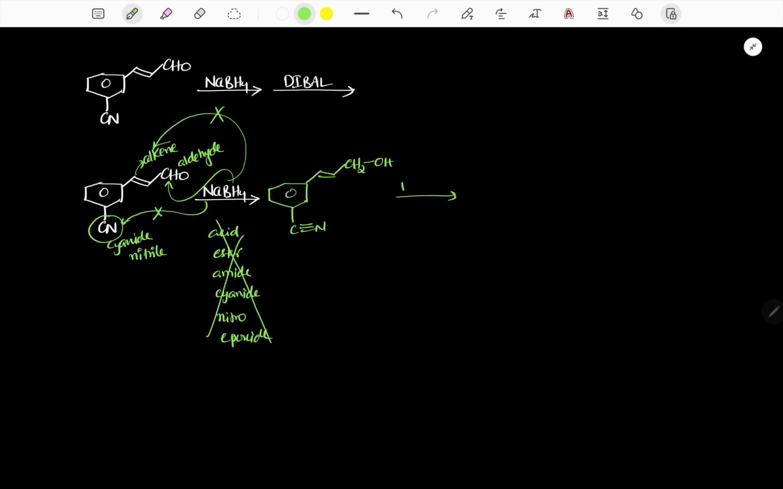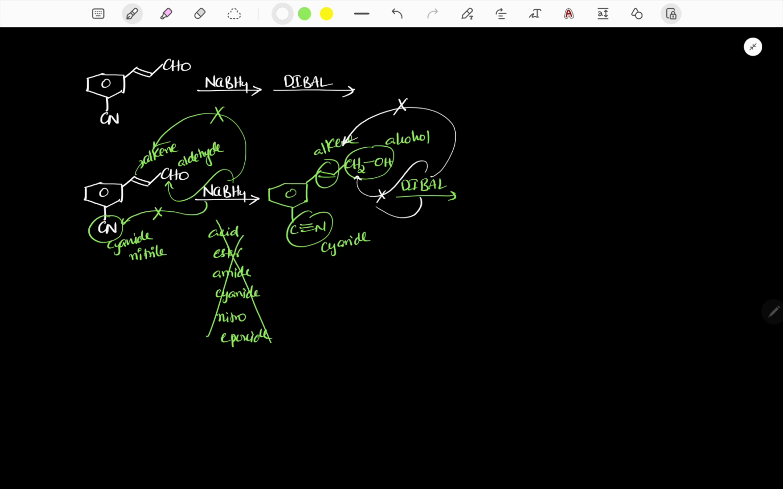Now it is treated with DIBAL, diisobutyl aluminum hydride. So it is an alcohol part, it is an alkene part, and it is a cyanide part. DIBAL with alkene, no reaction. DIBAL with alcohol, no reaction. DIBAL with cyanide, reaction takes place.